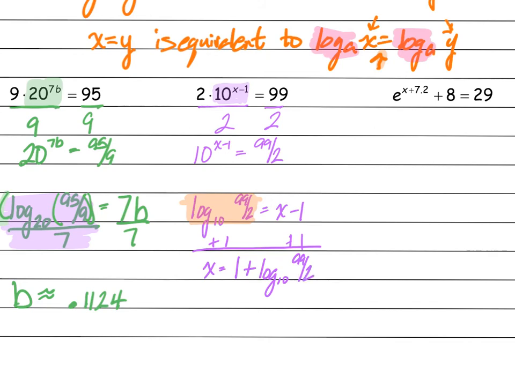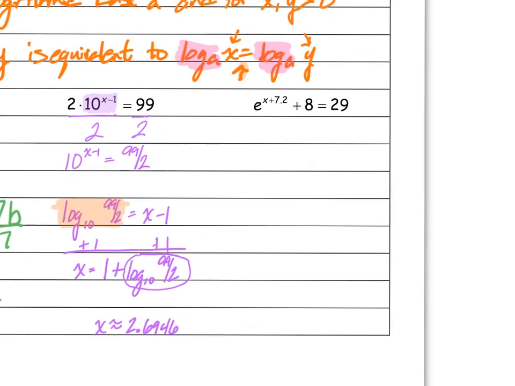Okay, so you need to make sure that you're adding 1 to this whole number here. This is a number. I can't add 1 to the inside of it because you will not get the same answer. Okay, so x is approximately equal to 2.6946. When we say 4 decimal places, that's 4 numbers after the decimal. Okay, so last problem, here we go.